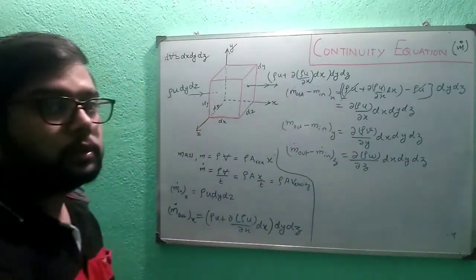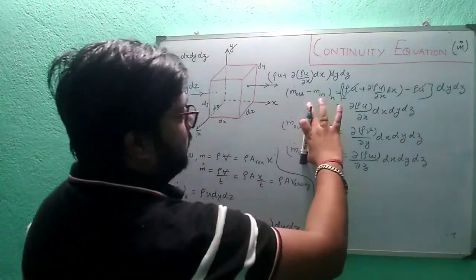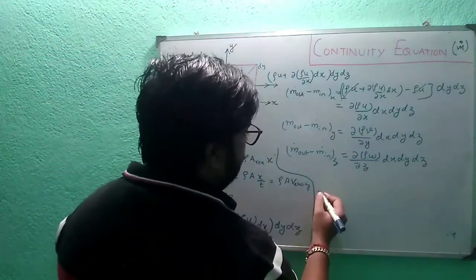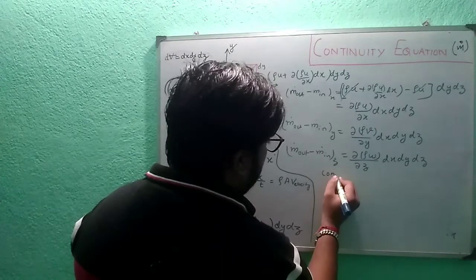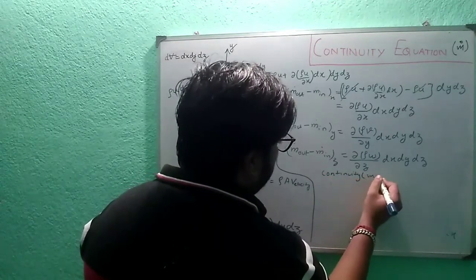So these terms are here. We can add all these three with some change inside the system. So we can write the continuity equation, or mass conservation, as follows.